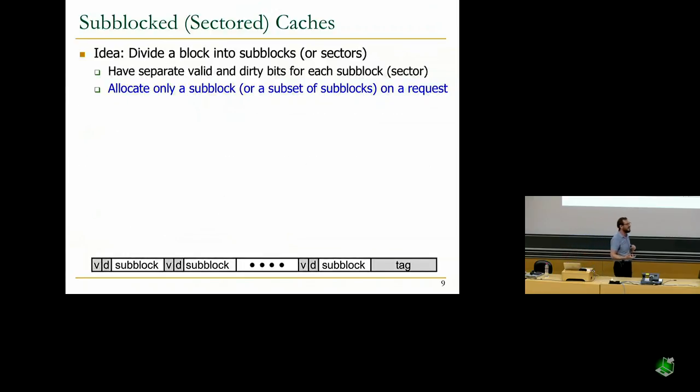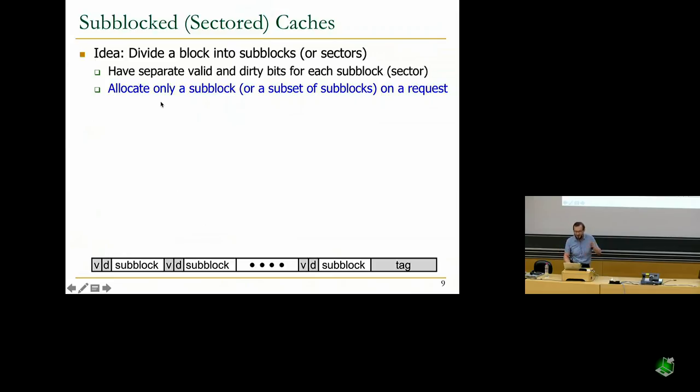The idea of sub-blocked or sectored caches was actually introduced in that IBM paper that I mentioned earlier, the Liptay paper, that exploited spatial locality. The idea is to divide a block into sub-blocks or sectors. And it looks like this, basically. This is the block, and this is the tag for the block, very similar to what we've done before. But you associate different valid and dirty bits with the sub-blocks. This way, you can allocate only a subblock on a request, or a subset of subblocks.